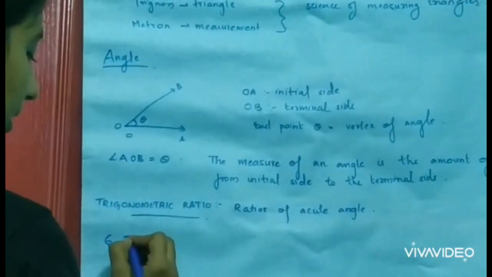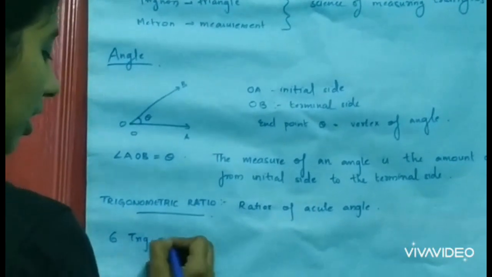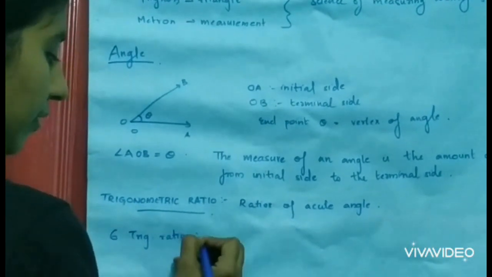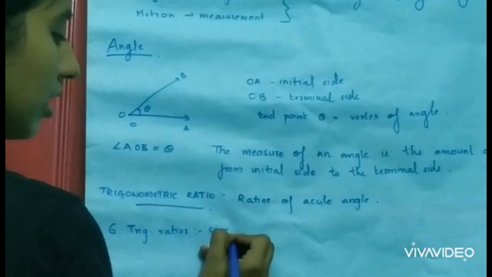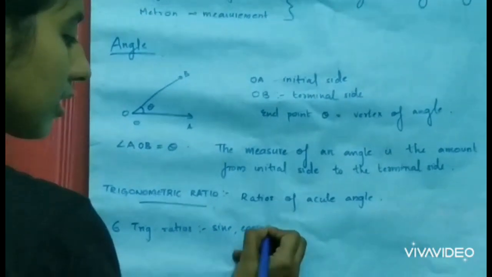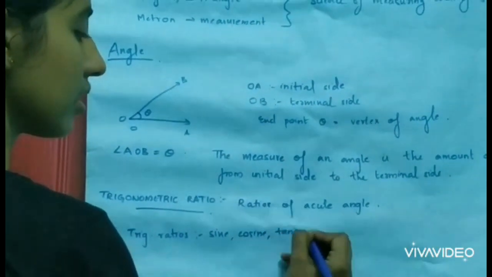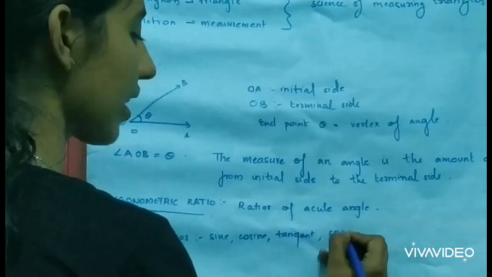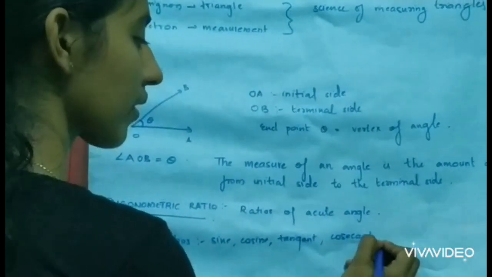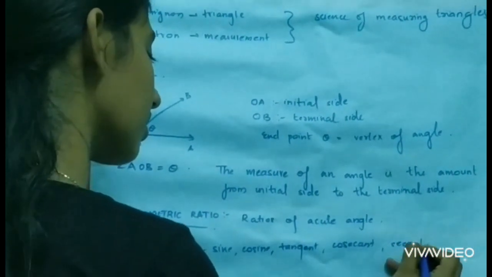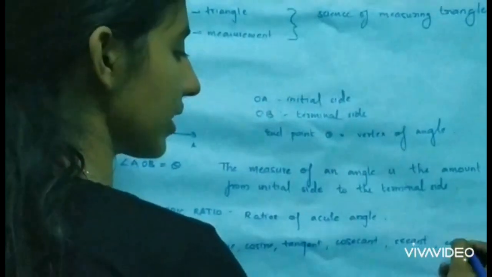Now, let me introduce the 6 trigonometric ratios. The 6 trigonometric ratios are: first one sine, then cosine, tangent, cosecant, secant, and the last one cotangent.